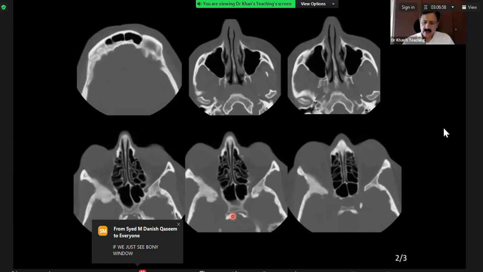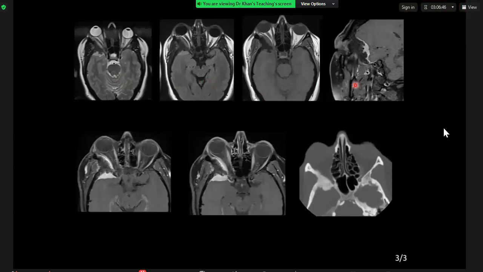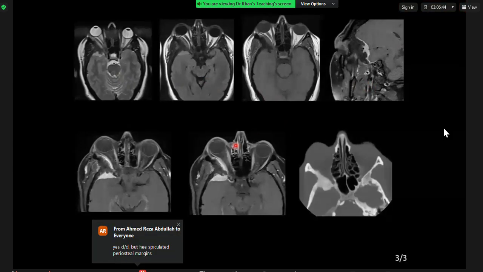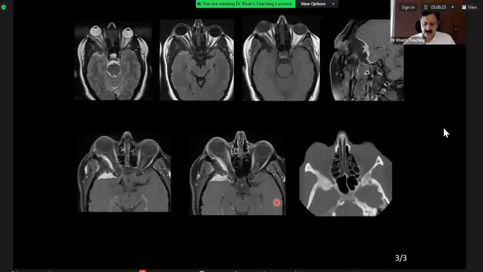Right. So now I am showing you an MR, and because of time factor, let me describe the sequences for all of you. T2, FLAIR, T1, this is post-contrast fat saturated T1, post-contrast fat saturated T1, and this is the CT. Can you please compare this with this and describe what is happening?